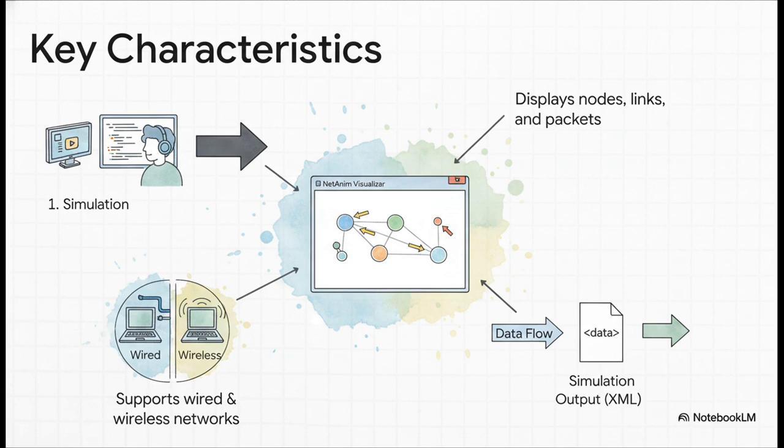A few key things to remember about NetAnim. First, it's an offline tool. That means you run your simulation, then you watch the replay. It's not happening live. It can handle both wired and wireless networks, showing you all the nodes, the links, the packets flying around. And, this is super important, it's only a visual tool. It doesn't mess with your simulation's results at all. It's just a window into what already happened.